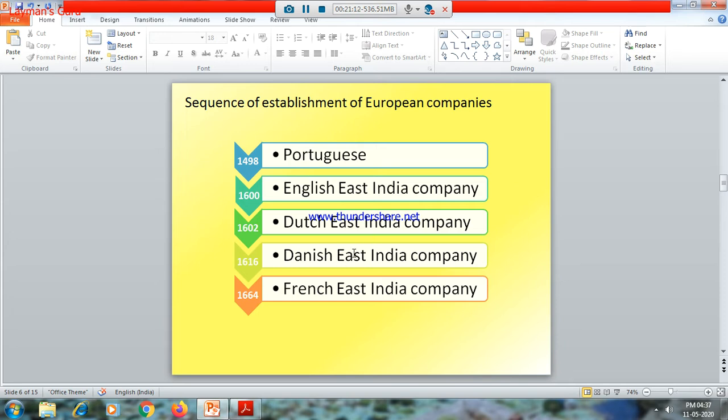Even taking European history into account, we can say English and French were always rivals. The East India Company was started in 1600, December 31st, on the eve of New Year. Do you know who gave the permission? The British Queen, Queen Elizabeth, gave the permission to start this company. Who were the company's directors?